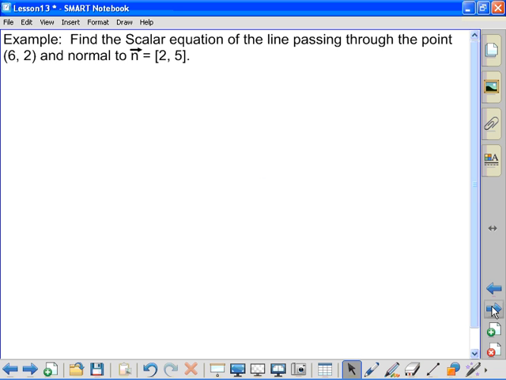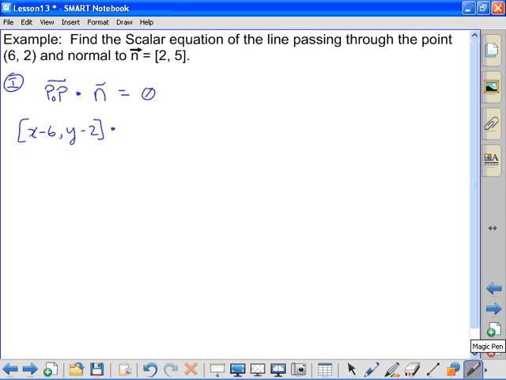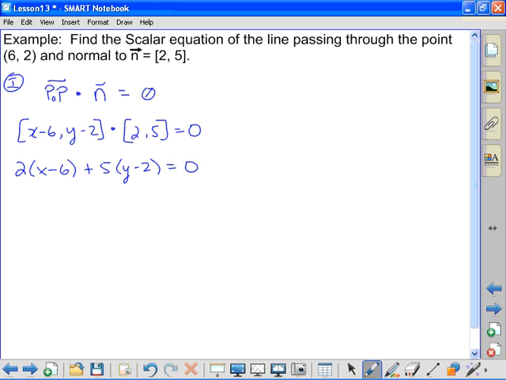Find the scalar equation passing through that point, normal to that. So I'll call it method 1, and you can copy down, or you can watch both and copy down the one that you like best. So P naught P, that's just going to be x minus 6, y minus 2. That comes from, I take x and y and I subtract my xy coordinate there, dot it with the normal, 2, 5 equals 0. And I'm doing the exact same process as I did to prove the equation on a previous slide there.